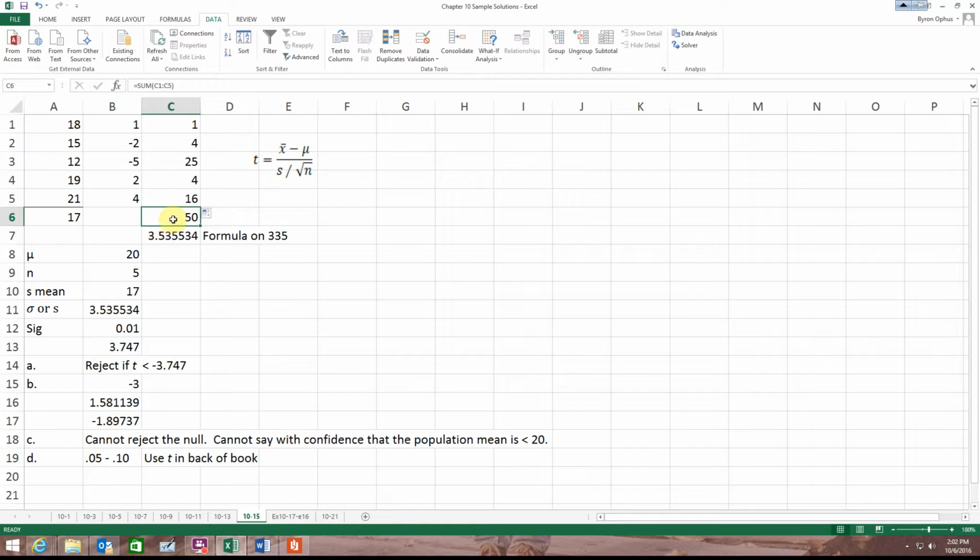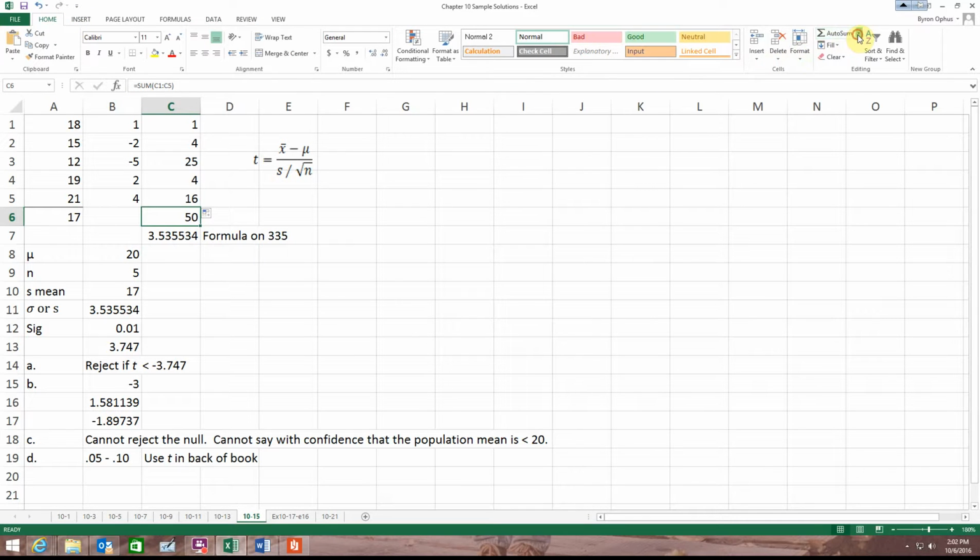Then we total that, right? I've got to get to my sum here. There we go. So we sum that. And that gives us 50, right? But then that's kind of weird. Why did I put that there? I don't want the underline on that.